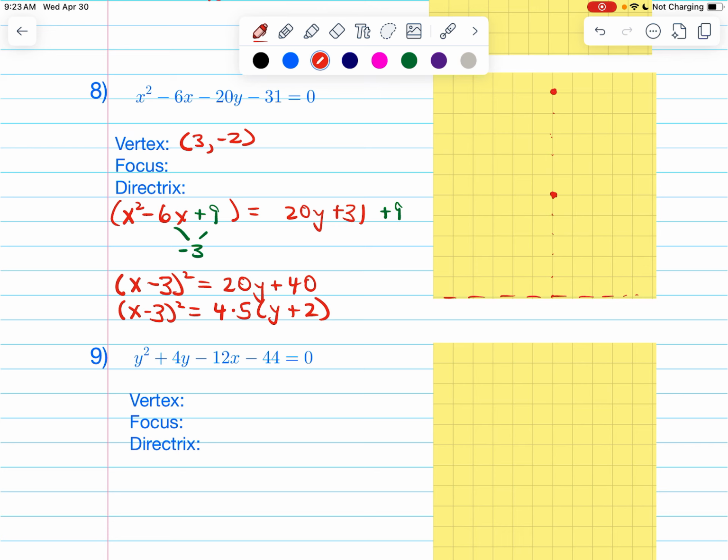Okay. So this right here is 3, negative 2. I'll just do a little sketch there. And then for the focus, we have 3, negative 2 plus 5. And the directrix, y equals negative 2 minus 5.